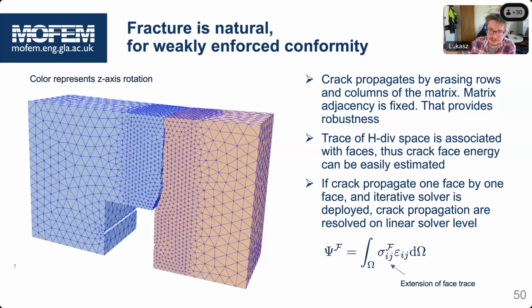That gives us a kind of robustness which is shared with the phase field method, because in the phase field method, the crack propagates without changing the mesh topology. And this exactly happens over here. The mesh geometry is changing, but the topology is fixed. So we have a robust solution for crack propagation.